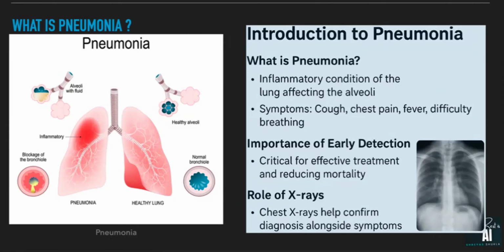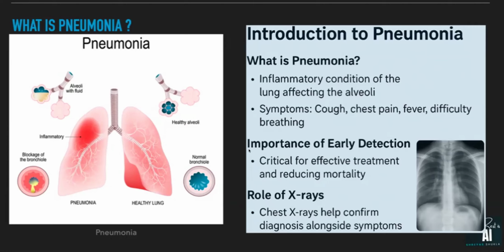Because if left untreated, pneumonia can escalate rapidly, particularly in vulnerable populations like the elderly, infants, and those with weakened immune systems. Early and accurate detection can drastically improve treatment outcomes and reduce the risk of severe complications or even death. One of the most common diagnosis tools is the chest X-ray, which provides visual evidence if there is an infection or fluid in the lungs. However, interpreting this X-ray requires expertise, and that is where our deep learning model can assist by acting as a second opinion or a support system for radiologists.